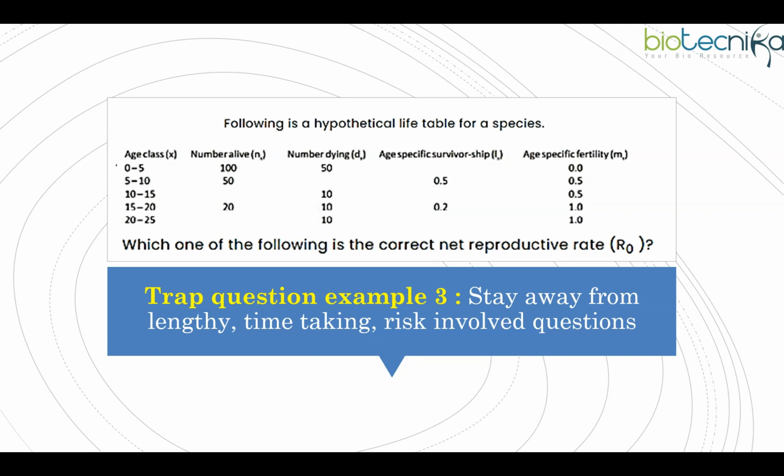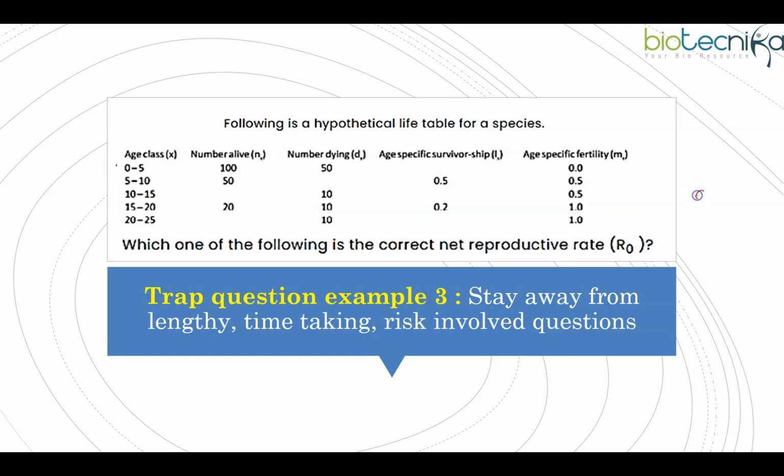Another trap question example, as you can see, is based on the life table. Here you need to recall and apply all the formulas: mortality, age survivorship, fecundity, and then only the net reproductive rate can be calculated. So unless you are very sure, try not to attempt this kind of question, as these are very lengthy, and moreover, filling one blank with a wrong figure, if one of the values you get is wrong, will lead you to a completely wrong answer and use up your time also, leaving full chances for negative marking. So stay away from lengthy, time-taking, risk-involved questions.